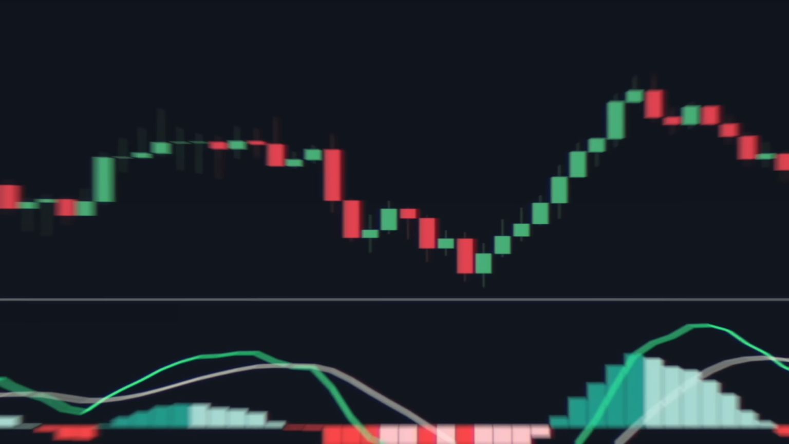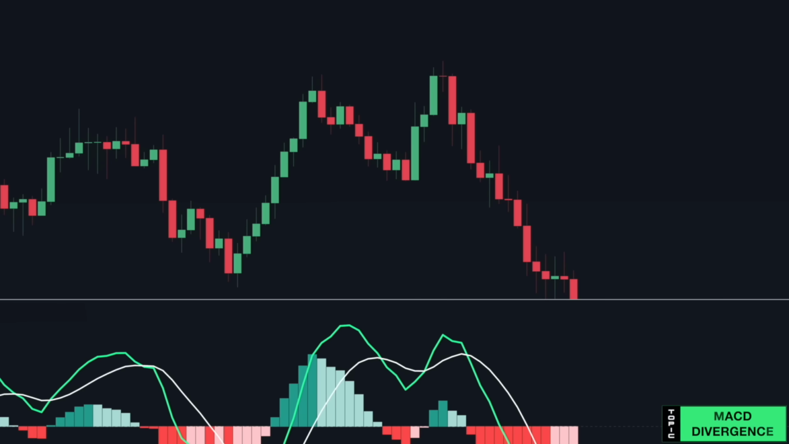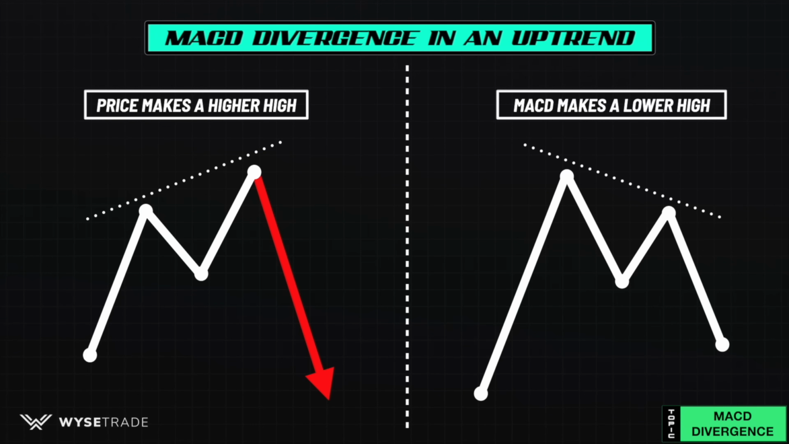The next way to use the MACD is through divergences. So here is the anatomy of divergence in an uptrend. Price makes a higher high, whereas the MACD indicator makes a lower high, which shows a divergence between price and the MACD indicator.